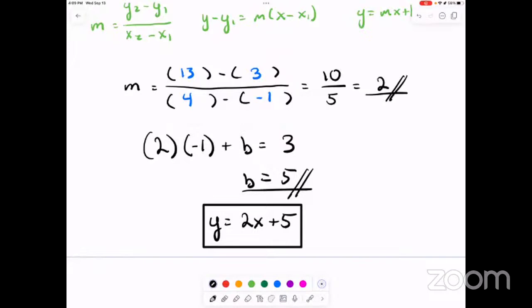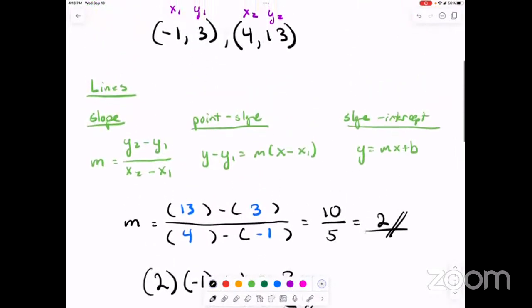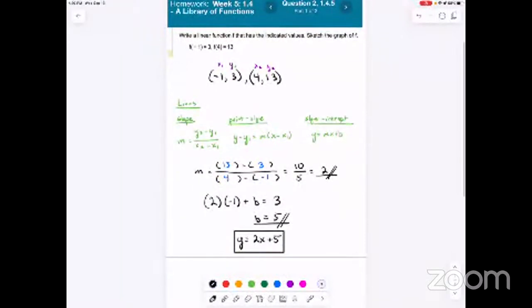We got 2x plus 5, or f of x equals 2x plus 5. So notice when x is -1, we get 3. When x is 4, 8 plus 5 is 13. Okay, so we can be confident in 2x plus 5.